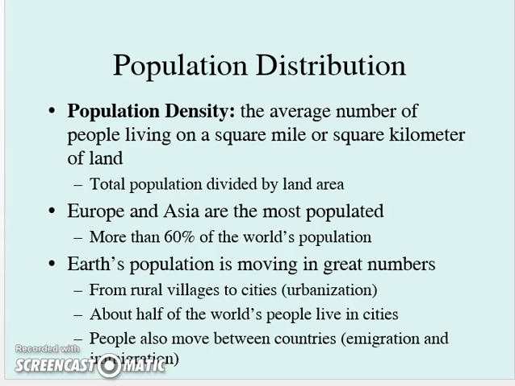Okay, so we talk about how population is distributed throughout the world. We also need to consider population density. And population density is the average number of people that are living on a particular amount of land, either a square mile or a square kilometer. That's how it's measured. And what they do is they take the entire population of a country and they divide it by the land area. And so that tells you on average how many people live per area, per square mile or per square kilometer.